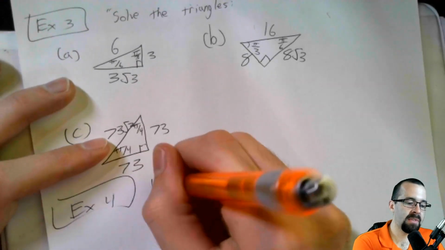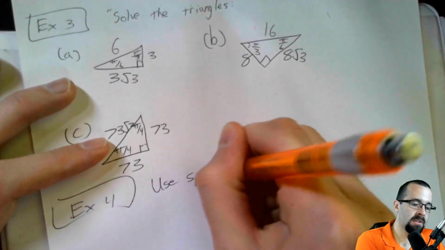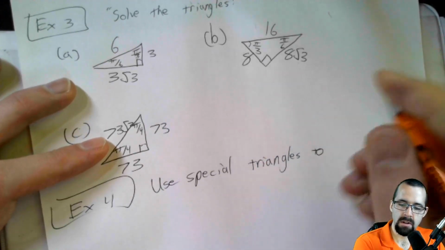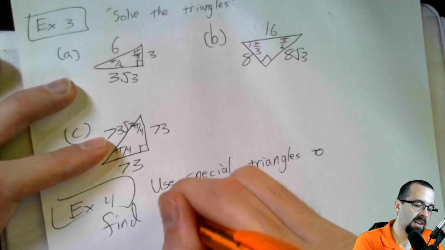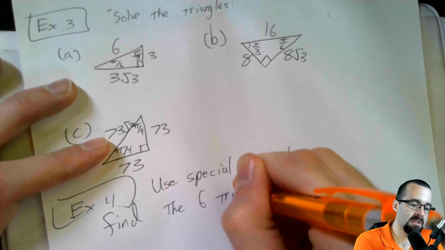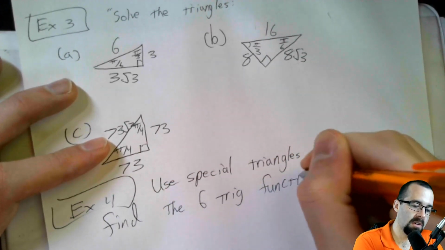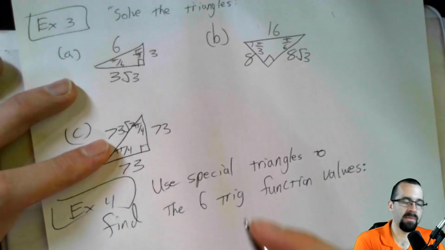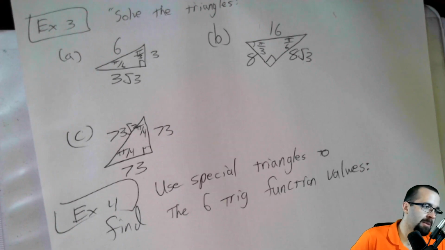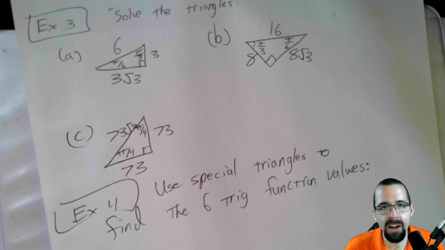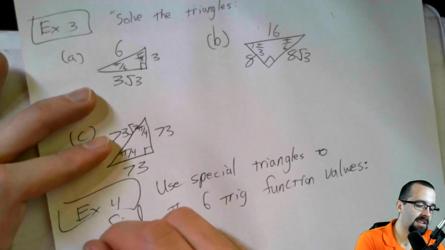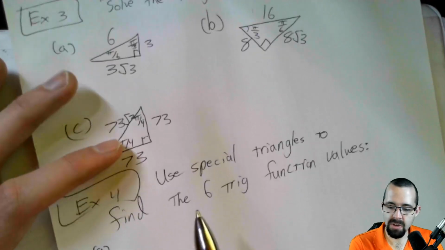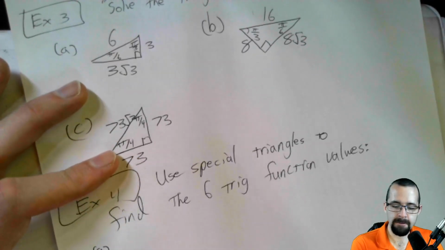Because here's what we're doing. Use special triangles to find the 6 trig function values for the following angles. So again, you can just type, well, what's sine of pi over 6? What's cosine of pi over 6? What's tangent? You can just type all that into your calculator. But you will benefit later on in the semester if you do not. So here we go.